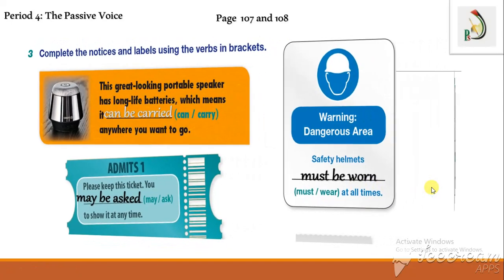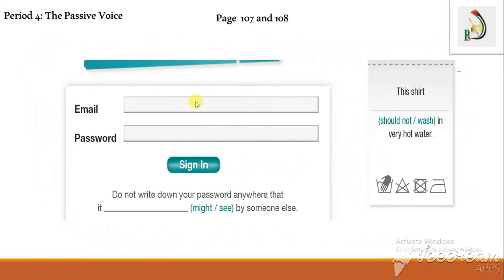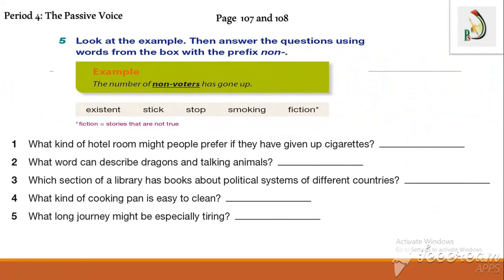Worn. Same goes for this notice. Here you will write down your email and here your password. Do not write your password anywhere that it might be seen. So after the modal verb, we added be with the past participle. This shirt should not be washed in very hot water. Here we have another rule for non. Pause the video here, read the question and solve it.